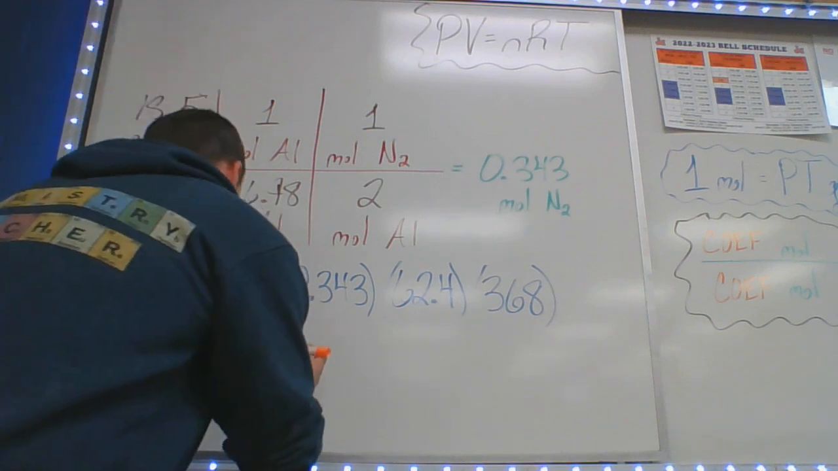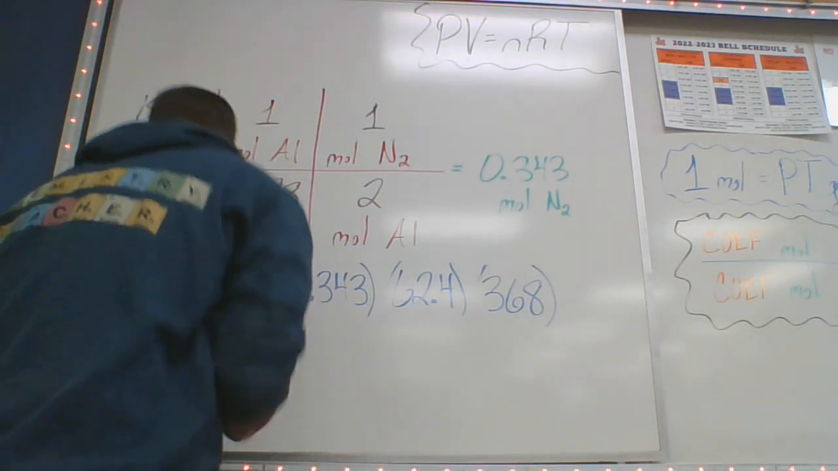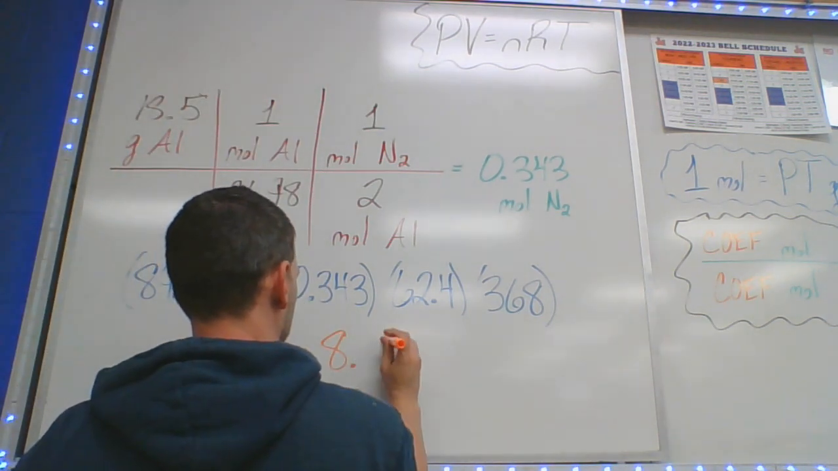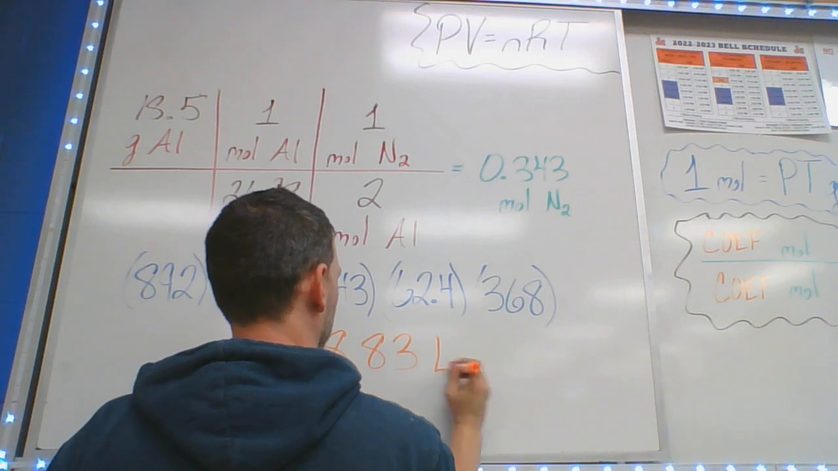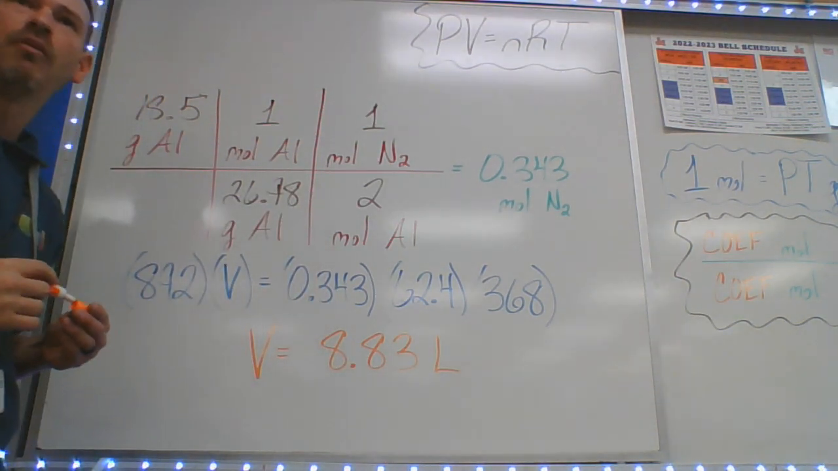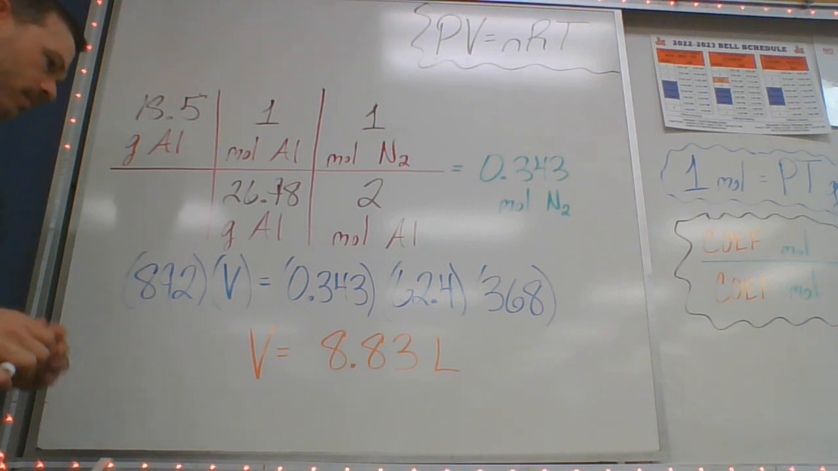Anyway, I get a volume of 8.83 liters. Remember, only liters can go in or come out of the ideal gas law.